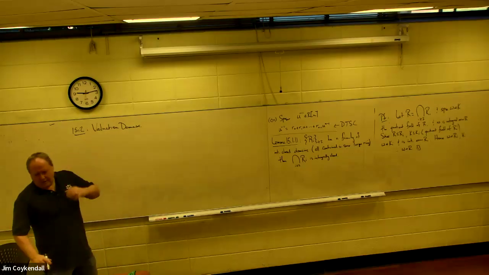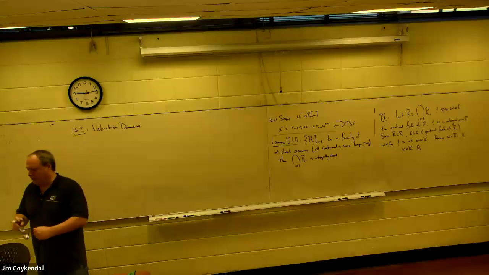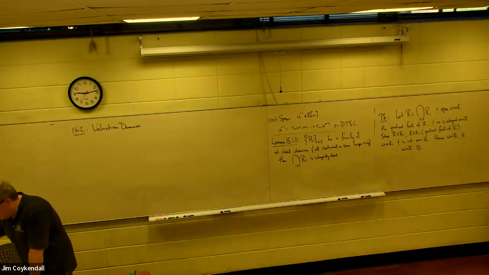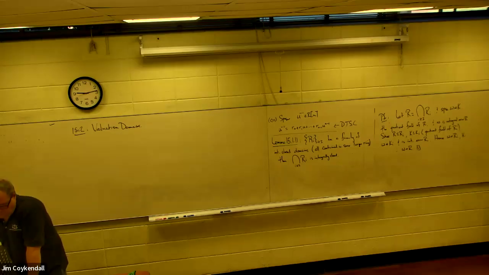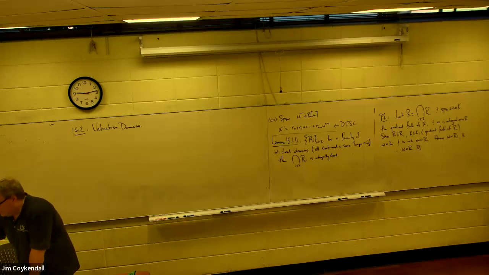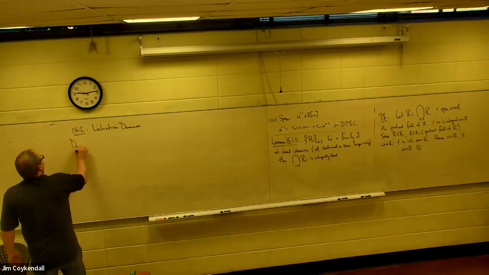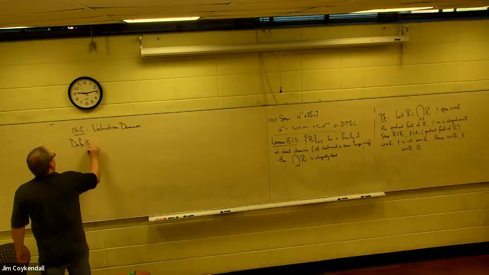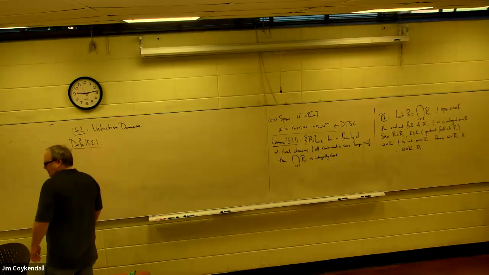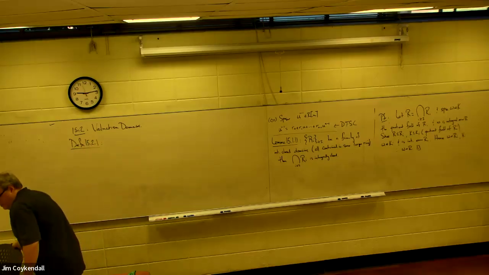I'm going to start, unlike what I do with the homework, by actually starting with what the word valuation means. A valuation is a function from the field into, actually, a totally ordered abelian group with some properties. So, definition. Let K be a field.